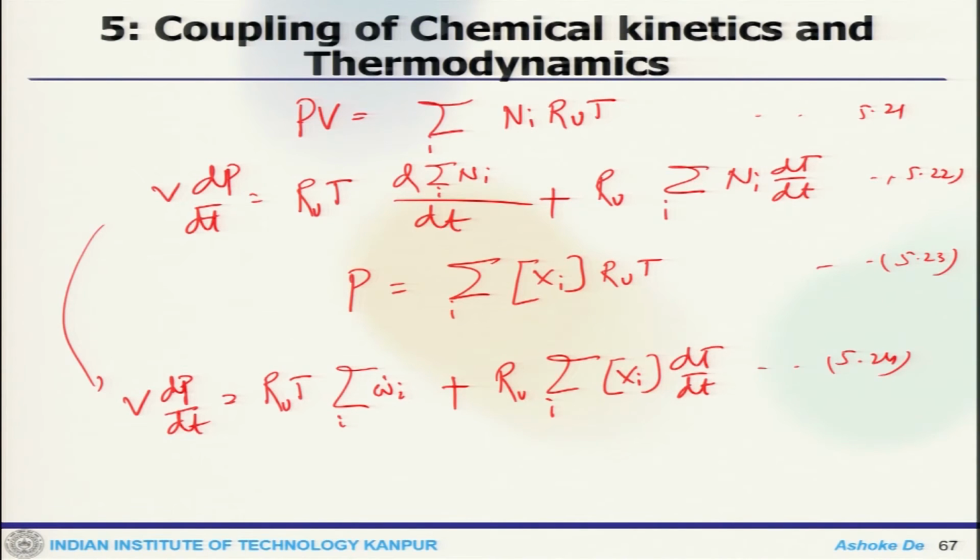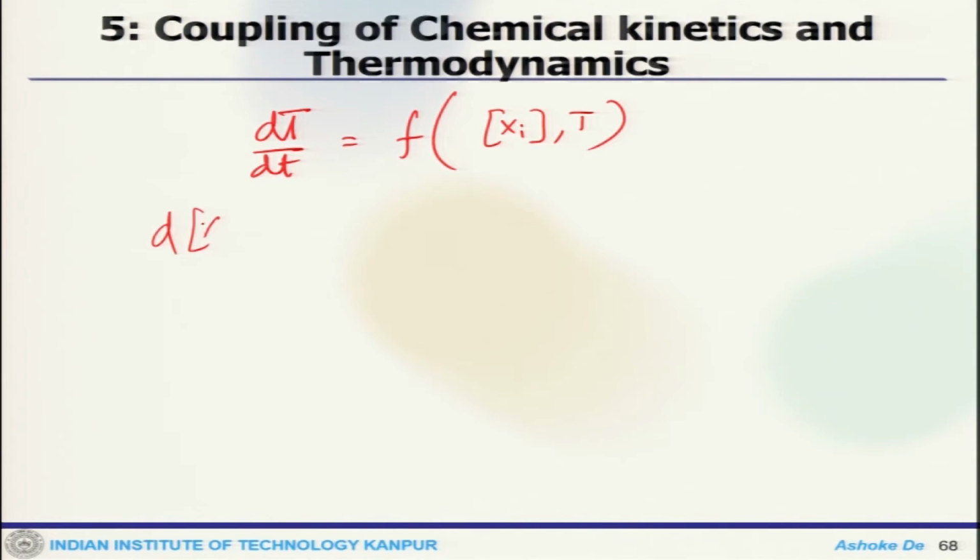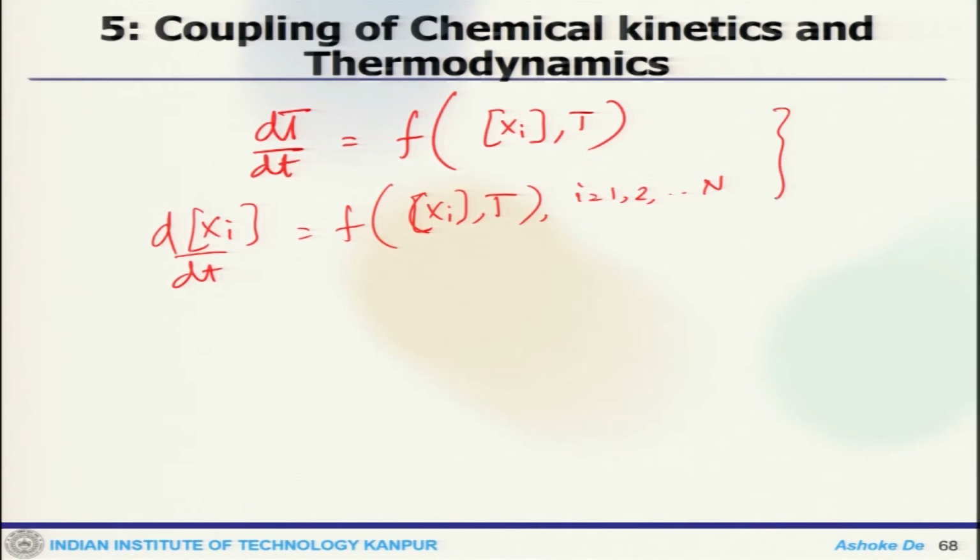Now, this 5.20 can be integrated simultaneously with Wt to determine T and AT. So, what we get dT by dt is a function of this and this, we get a function of this and T for I equals 1, 2, up to n. So, these are my equations.